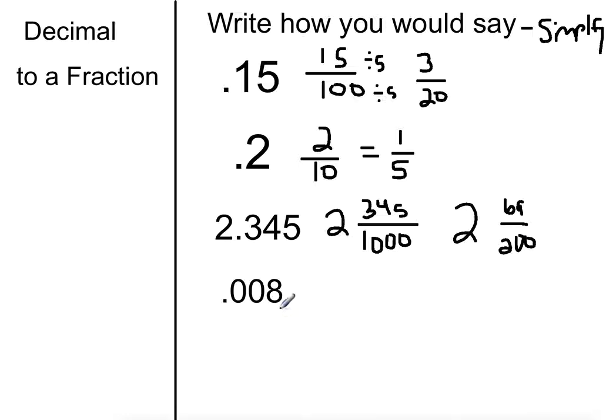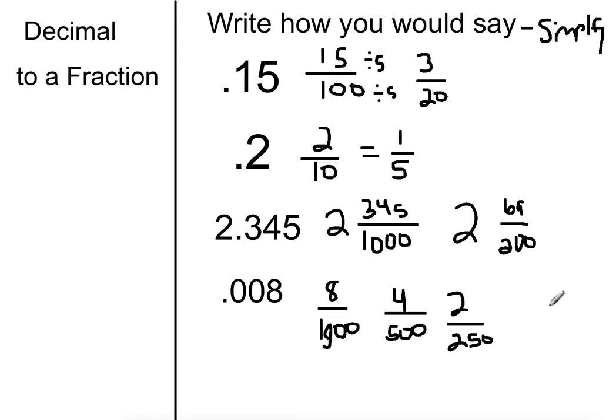All right, the last one. Well, that's tens, hundreds, thousands, so we say that is 8 thousandths. Okay, so let's simplify. 2 goes into 8 4 times. 2 goes into 1,000 500 times. Oops, that can be simplified again. 2 goes into 4 2 times. 2 goes into 500 250 times.